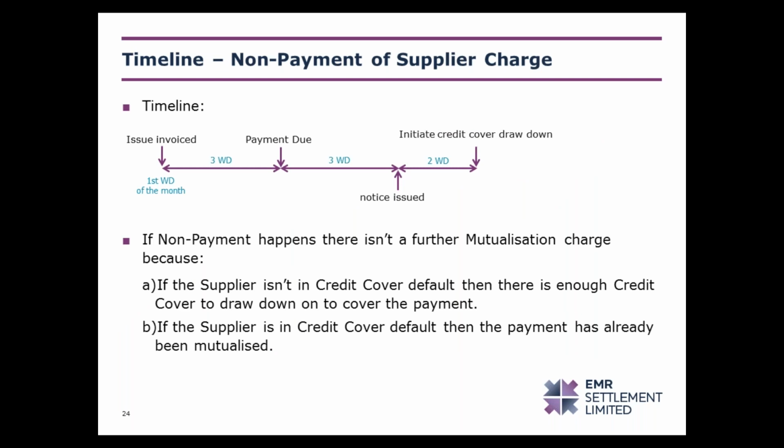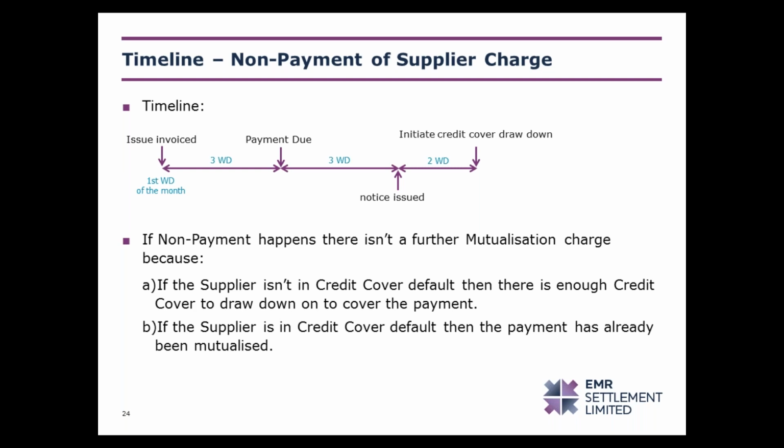So the timeline for the non-payment of supplier charge is a little bit different, obviously, to credit cover. They issue the invoice on the first working day of the month. As I said before, that's the 3rd of October. Remember that date. You have 3 working days to turn that around and make the payment. If you haven't made the payment, we'll be chasing you. That official notice is issued 3 working days later, and we will be initiating credit card drawdown 2 working days later.